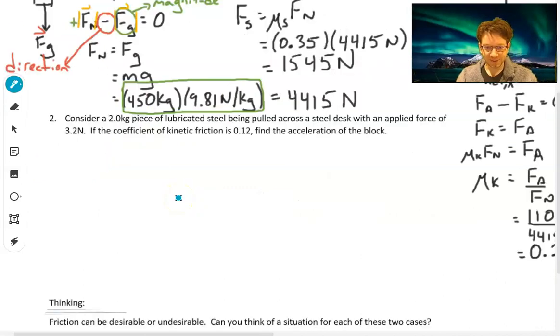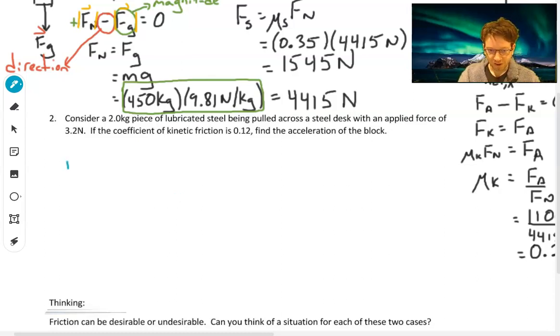Okay, question 2. Here we have a 2 kilogram piece of lubricated steel being pulled across a steel desk with an applied force of 3.2 newtons. If the coefficient of kinetic friction is 0.12, find the acceleration of the block. So now notice this problem doesn't have parts A, B, C, D, but we still have to do all those parts. It's going straight to find the acceleration.